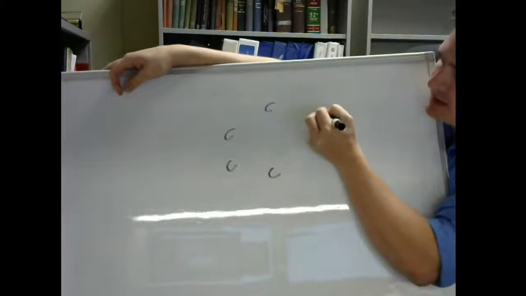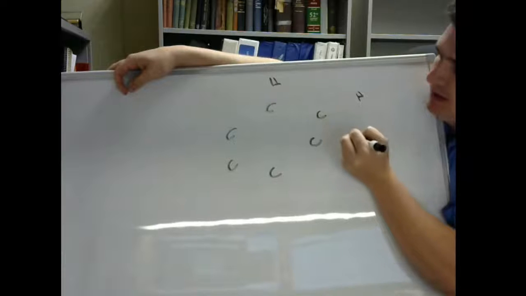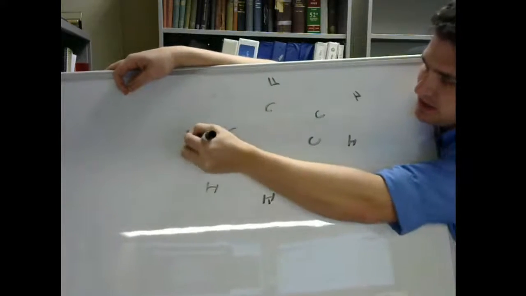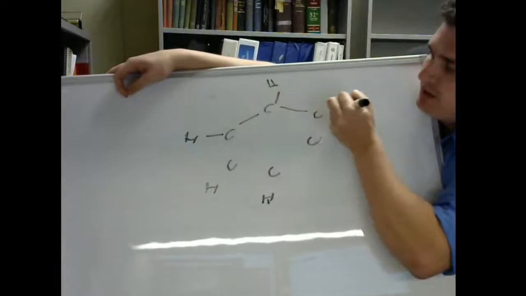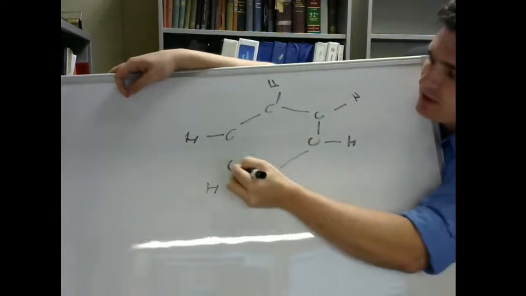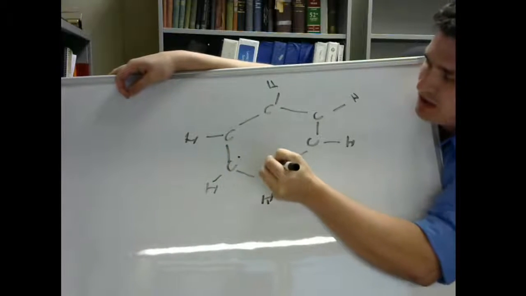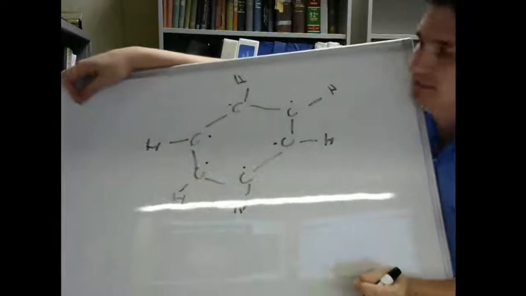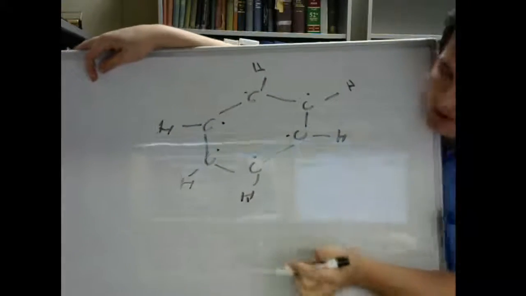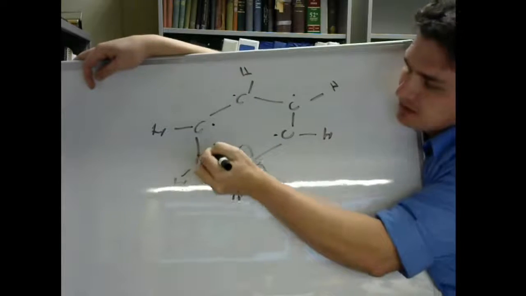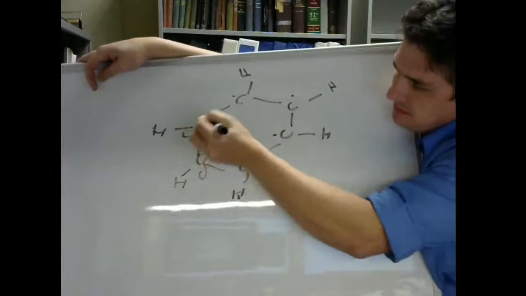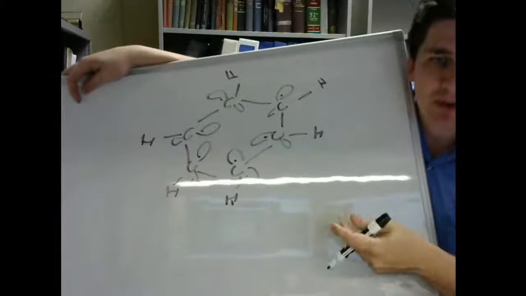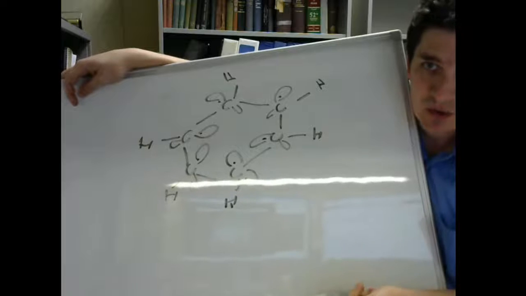So we've got our carbons. The first bond formed between any atoms in Lewis theory is a sigma bond. So if we draw in all the bonds that are formed due to sigma bonding, we're left with an unpaired electron on each carbon. This unpaired electron we're going to claim is coming from a p orbital. So now we're going to do molecular orbital theory on just those p orbitals.